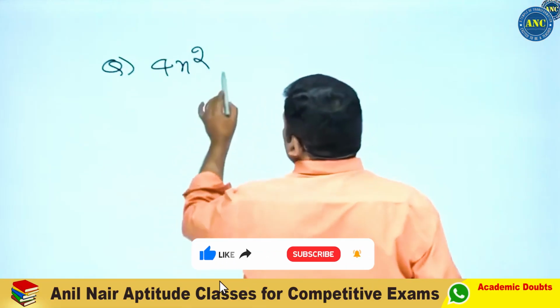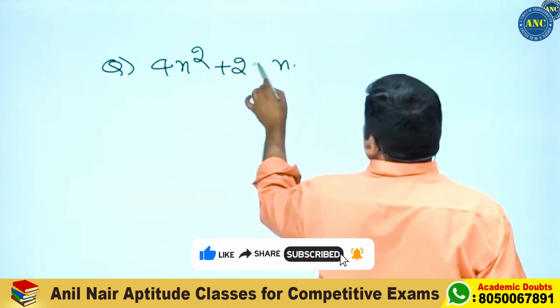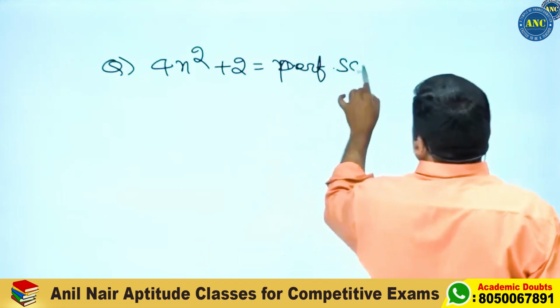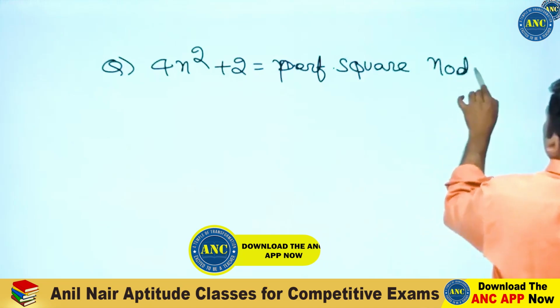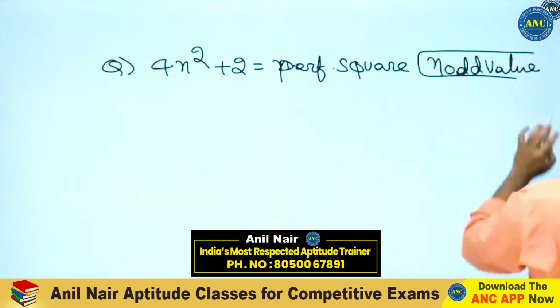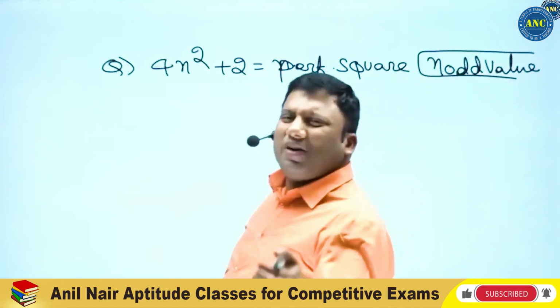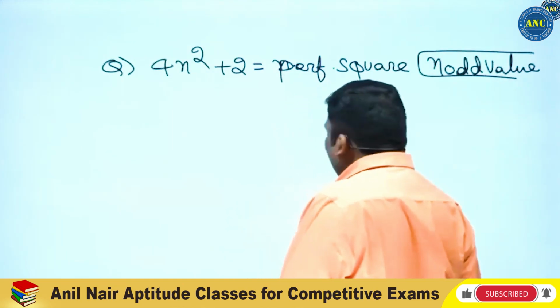4n² + 2 is a perfect square. How many odd values will n take? A very good question, and a very easy one if you understand it.